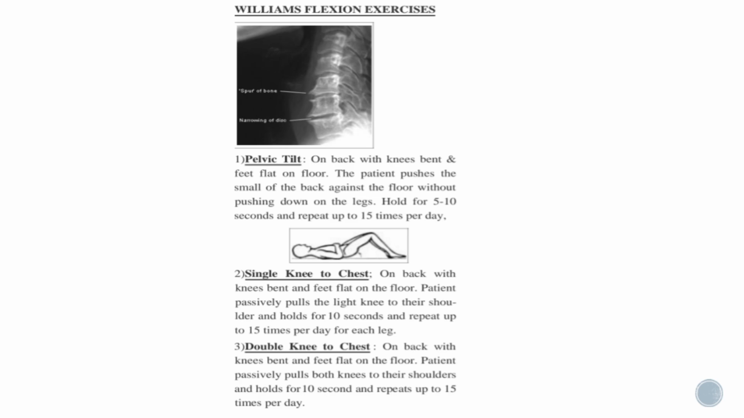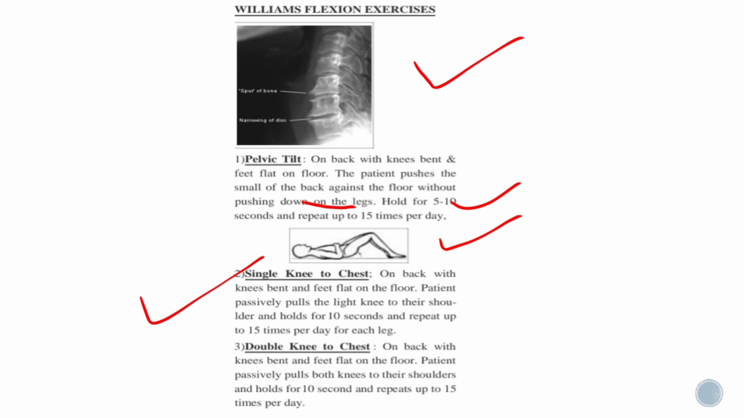In case of lumbar spondylosis, Williams flexion exercises are recommended. First, we have pelvic tilt on back with knees bent and feet flat on the floor. Here is the pictorial form. The patient pushes the small of the back against the floor without pushing down on the legs. Hold this position for 5 to 10 seconds and repeat it 15 times per day.